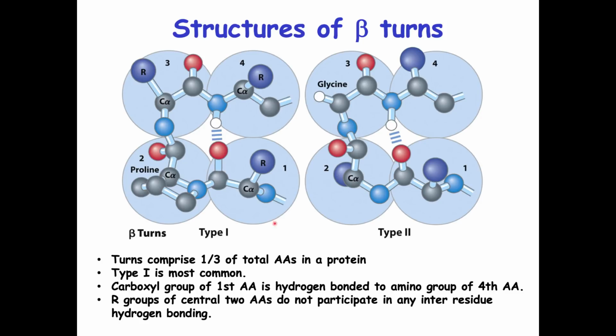Now the R groups of the central 2 amino acids don't participate in any interresidue hydrogen bonding. And so we see 1 and 4 interact with each other, but 2 and 3 do not. And the same is true here: 1 and 4 interact, and 3 and 2 do not. So glycines and prolines, interestingly enough, often occur in beta turns. Glycine is small, and so it's flexible and commonly found as the 3rd amino acid in the turn, but proline can also be part of a beta turn.